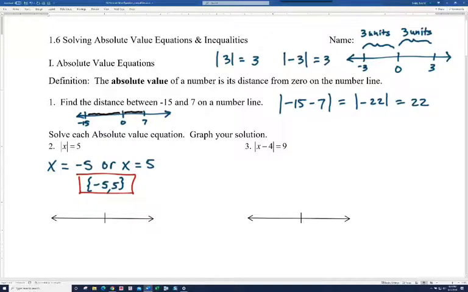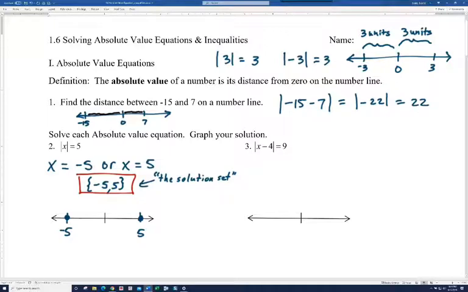So the way we're going to write our answer, it looks like this. This is what we call the solution set. And it's just telling us there's two answers. And let's go ahead and graph those two answers. All right, so now let's look at number 3.